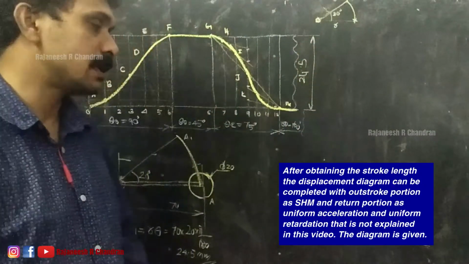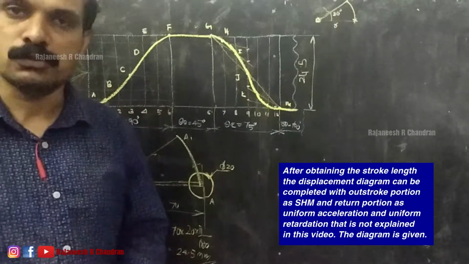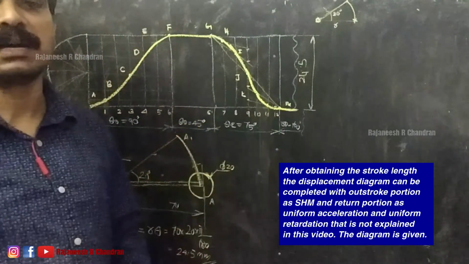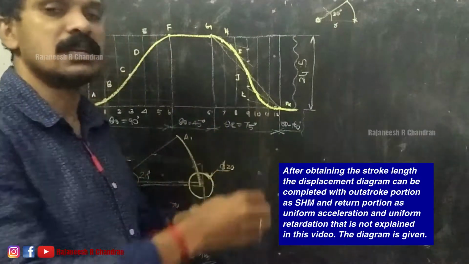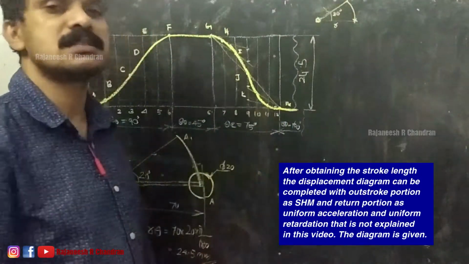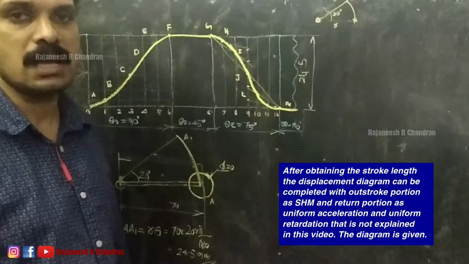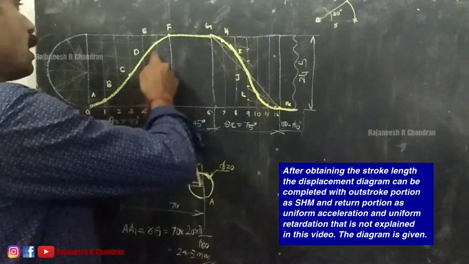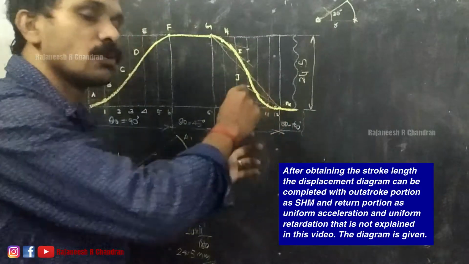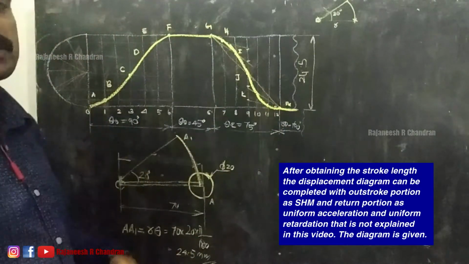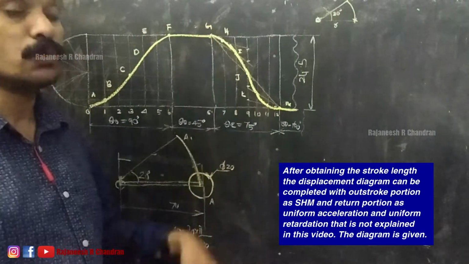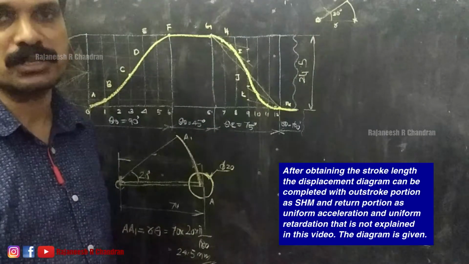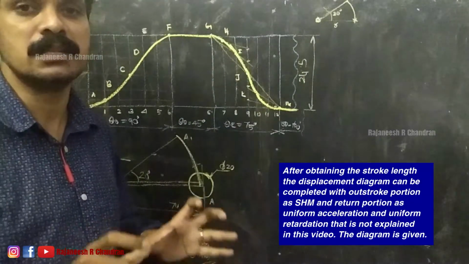Now it is given that 90 degree is the outstroke, 45 degree is the dwell, 75 degree is the return stroke, and the balance 160 degree is the dwell. It is given. And during the outstroke, the oscillator is moving with a simple harmonic motion, and during the return stroke, the follower is moving with a uniform acceleration and uniform retardation. This is the motion given in the question.